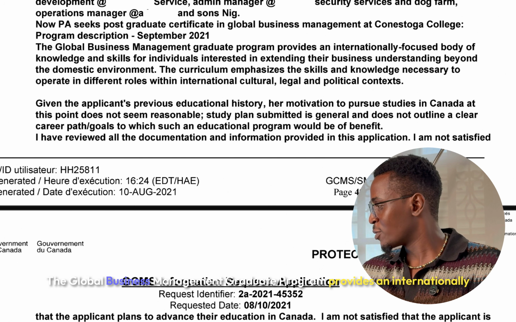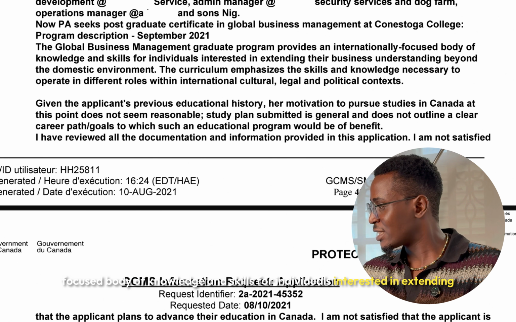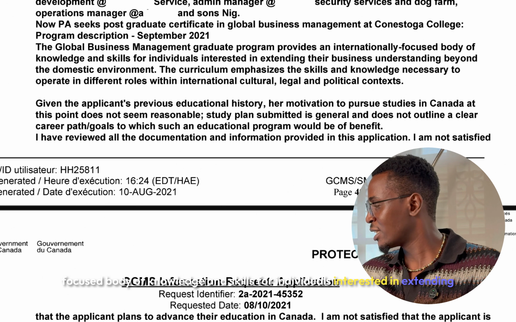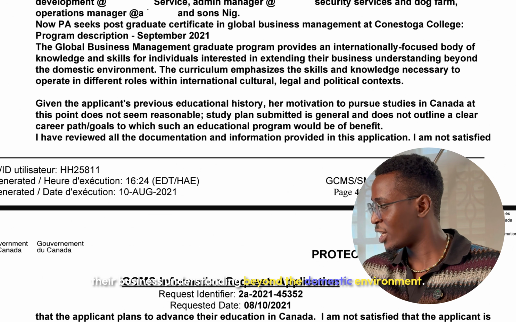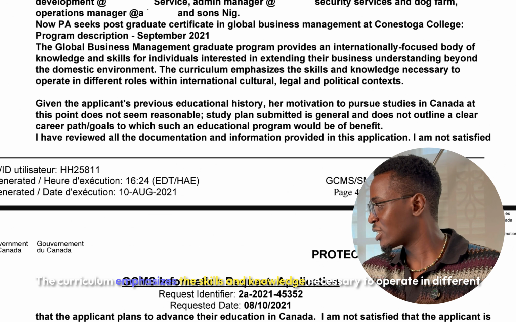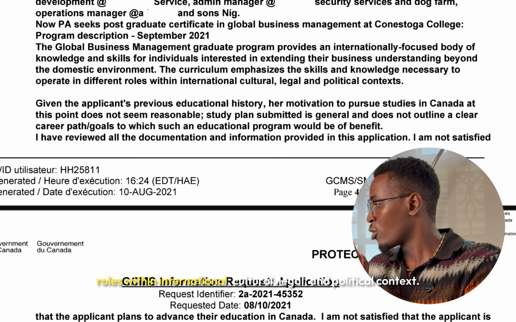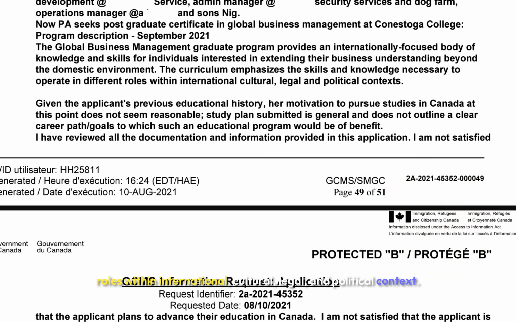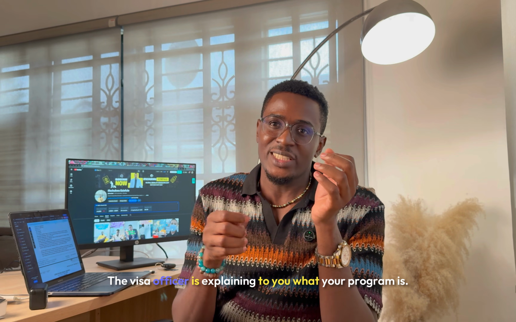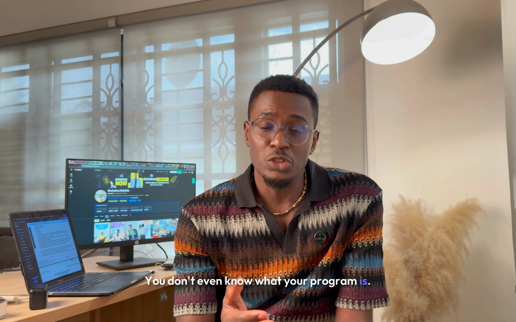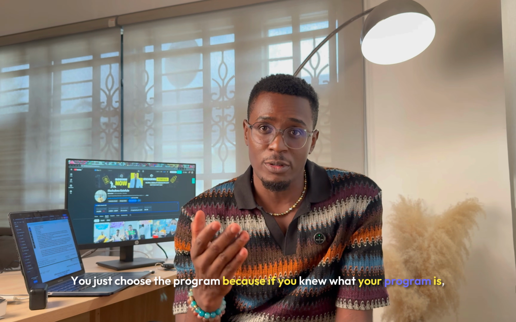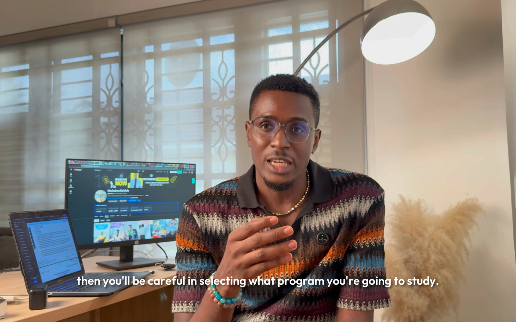The Global Business Management graduate program provides an internationally focused body of knowledge and skills for individuals interested in extending their business understanding beyond the domestic environment. The curriculum emphasizes the skills and knowledge necessary to operate in different roles within international, cultural, legal, and political context. The visa officer is explaining to you what your program is. You don't even know what your program is. You just chose the program, because if you knew what your program is, then you'll be careful in selecting what program you're going to study.